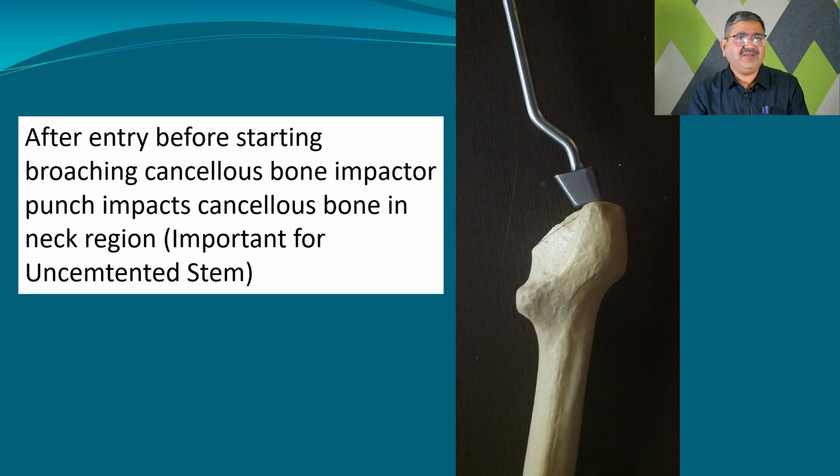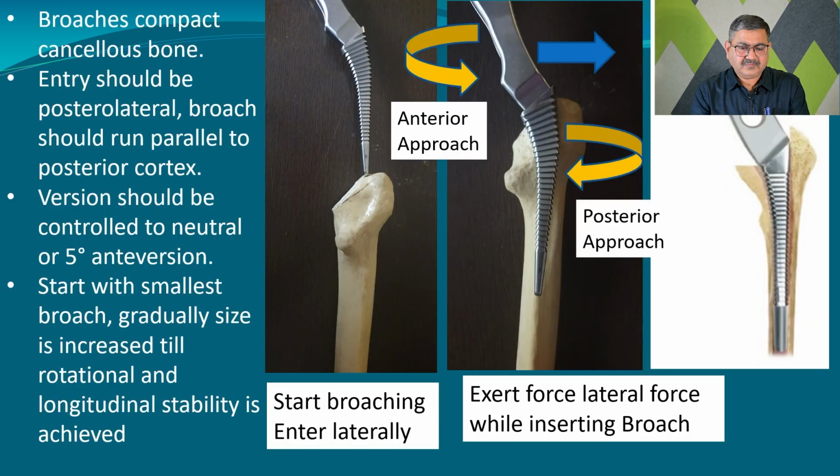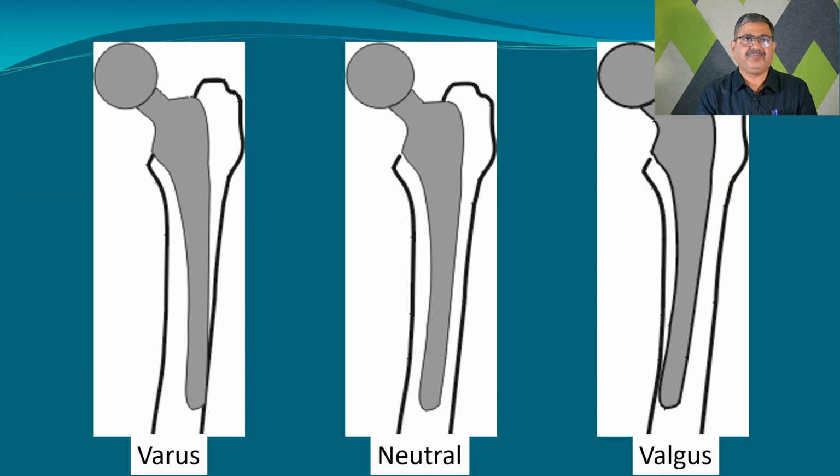Then there is a compactor. You have to compact the cancellous bone. Then serially you can go by broaching, compacting the bone from 0, 1, 2, till your exact press-fit point is achieved. The entry point should be posterolateral. Version should be 5 degrees of anteversion. Start with the smallest broach. Gradually the size is increased till rotational and longitudinal stability is achieved.